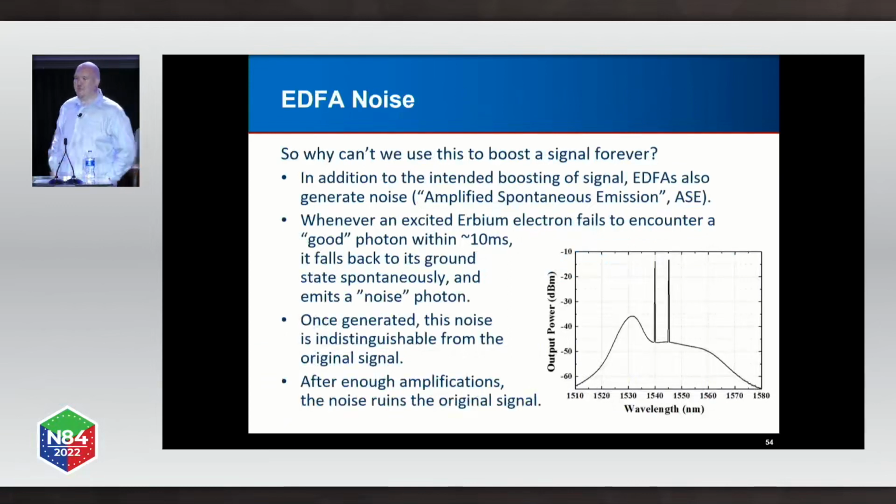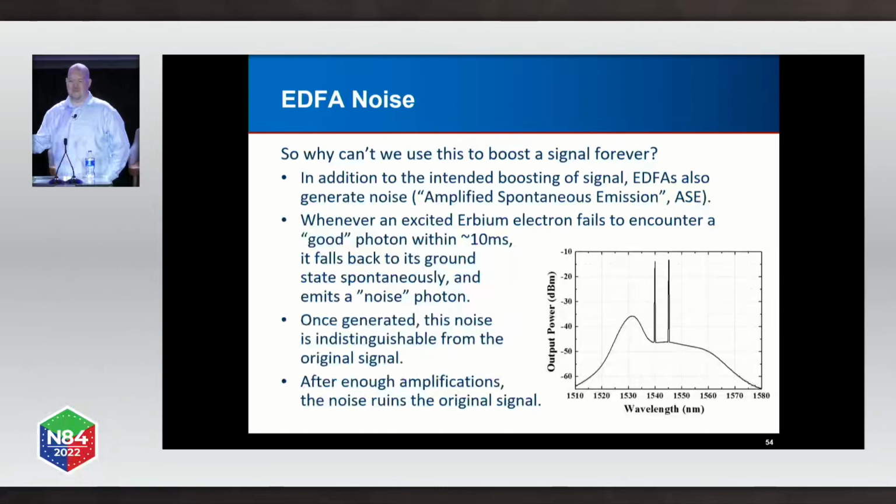So that's awesome. Why can't we do that forever? Well, you have a thing called noise. So in addition to amplifying the signal that you want and creating these great photons, you will inherently create what's called ASE, amplified spontaneous emissions, which is noise that you don't want. So the reason for that is once you get that erbium ion into an excited state, you get this electron up, you have about 10 milliseconds for a good photon to come along and hit it. And if within that 10 milliseconds a good photon does not come along, it will spontaneously decay and emit a bad photon.